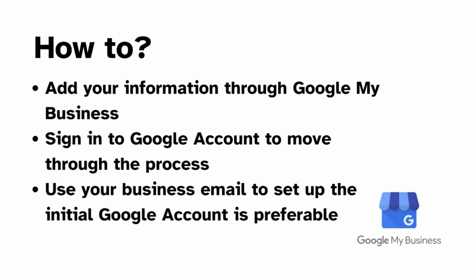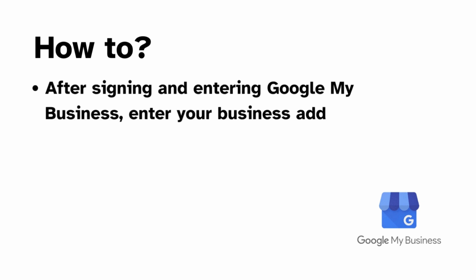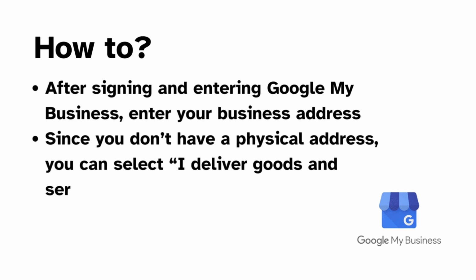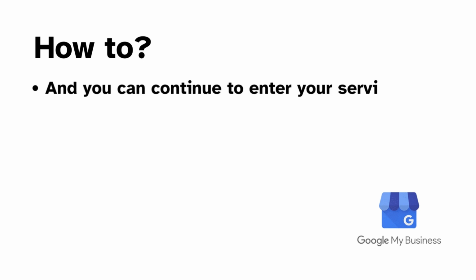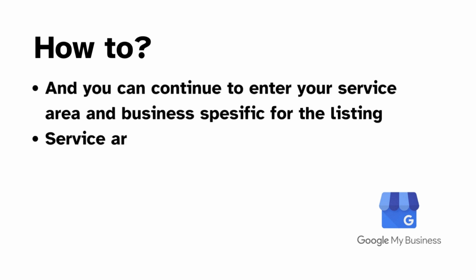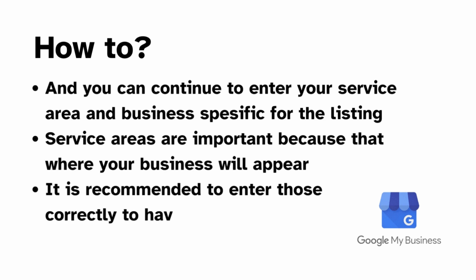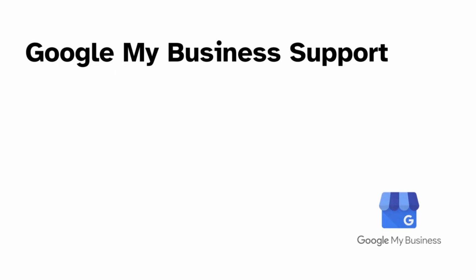After signing in and entering Google My Business, enter your business address. Since you don't have a physical address, you can select "I deliver goods and services to my customers." And you can continue to enter your service area and business specifics for the listing. Service areas are important because that's where your business will appear. It is recommended to enter those correctly to have your listing appear in search queries.